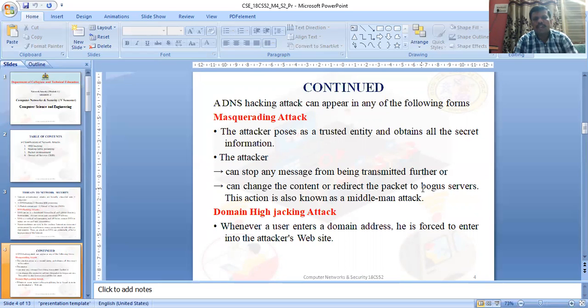So the hacker is creating a particular bogus server. This action is also known as a man in the middle attack, or middleman attack. So this is the masquerading attack.